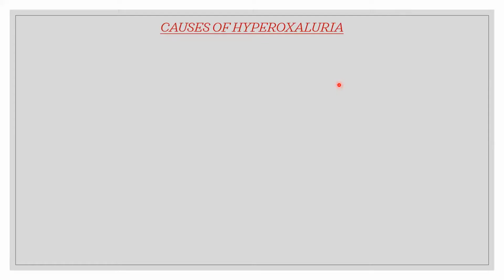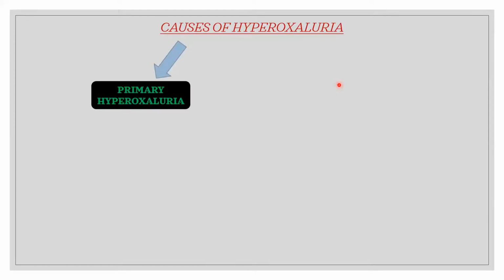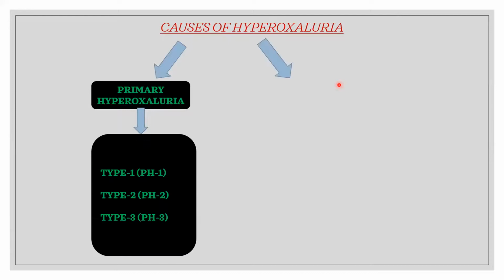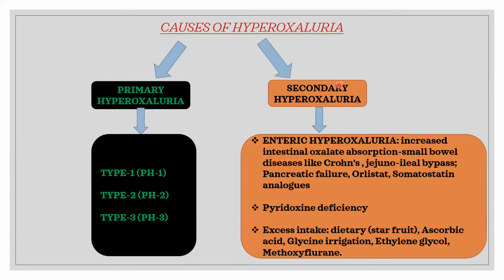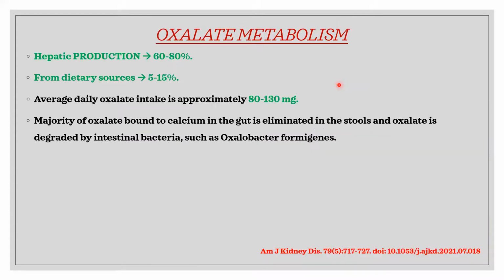Coming to the cause of hyperoxaluria, it could be primary, which are type 1, type 2, type 3, or it could be secondary, mainly enteric hyperoxaluria due to increased intestinal oxalate absorption in small bowel diseases like Crohn's, celiac, jejunal bypass, pancreatic failure, orlistat, somatostatin analogs. Or it could be due to pyridoxine deficiency, or excessive intake in the form of star fruit intake, ascorbic acid intake, glycine irrigation, ethylene glycol consumption, or methoxyflurane ingestion.